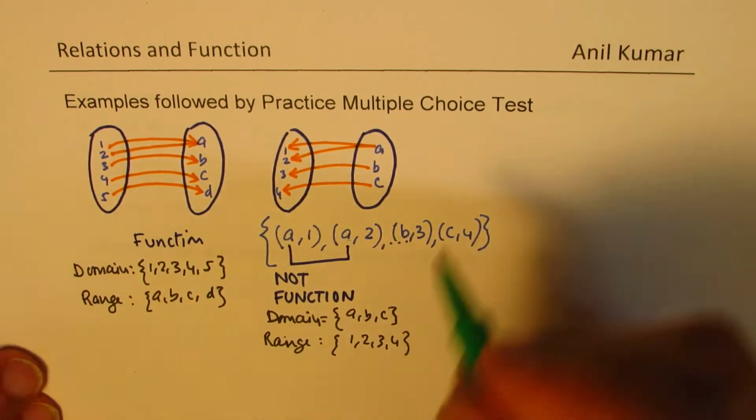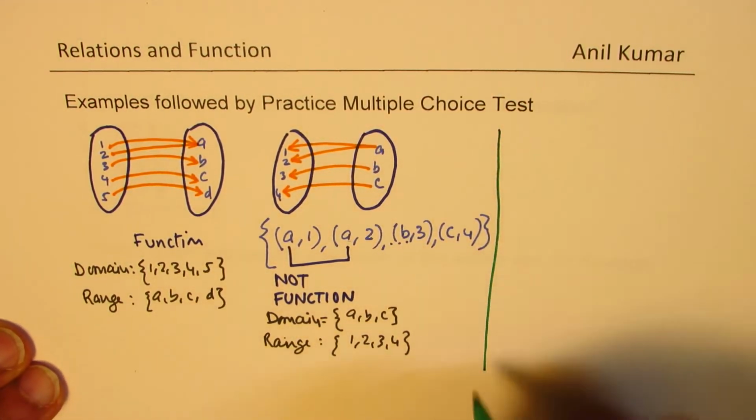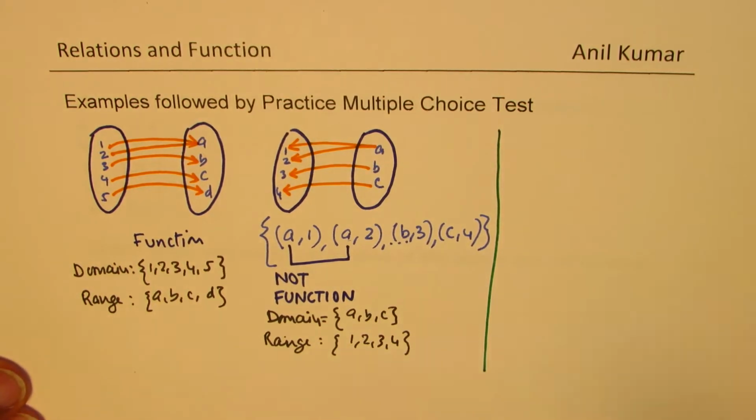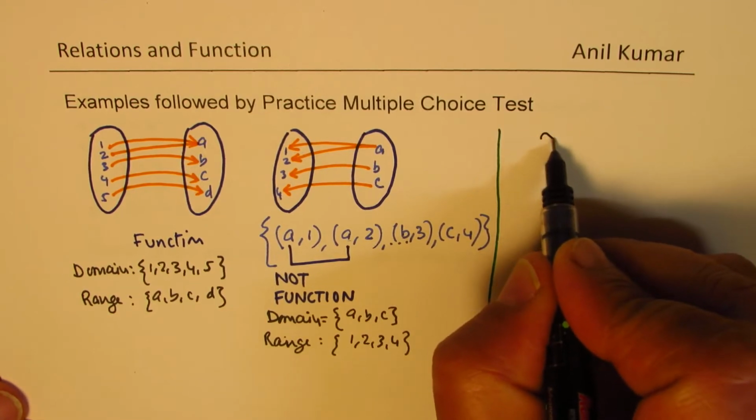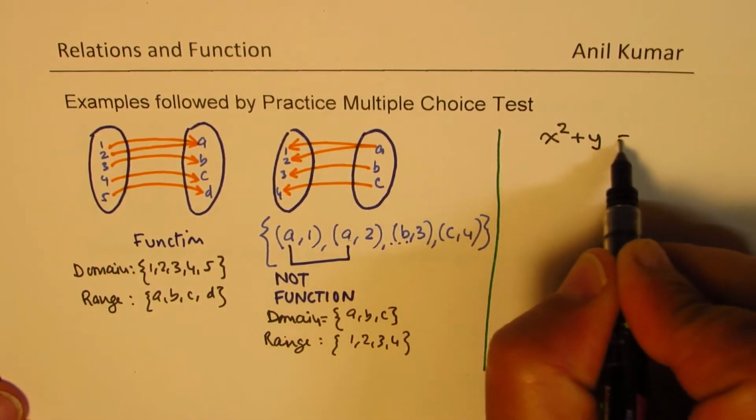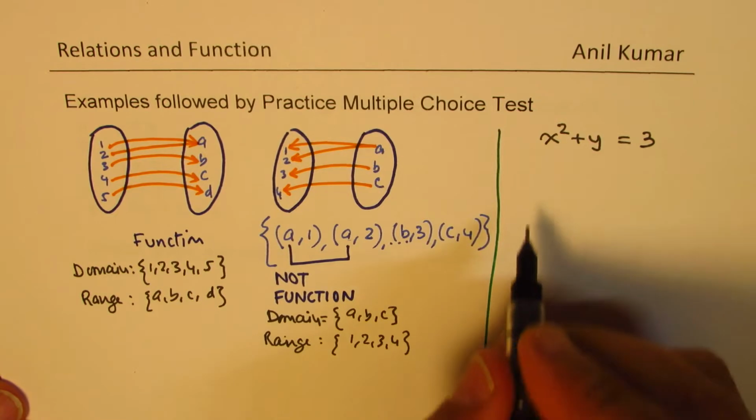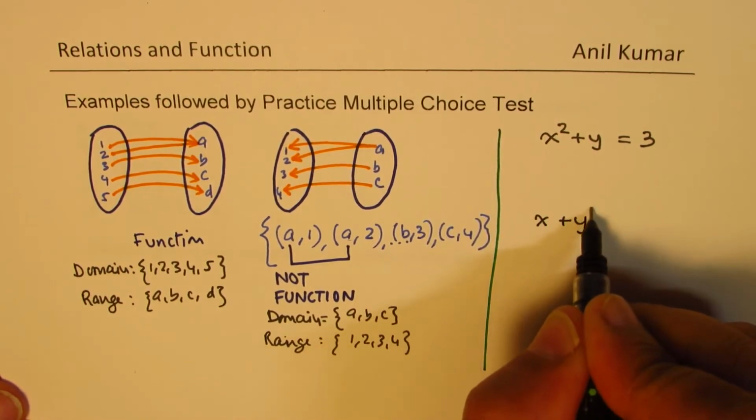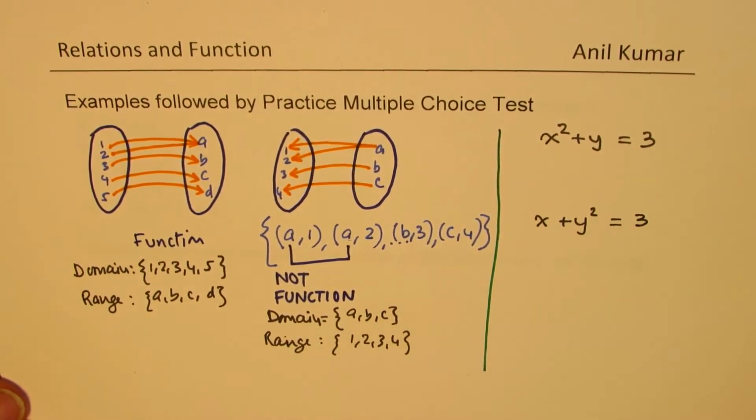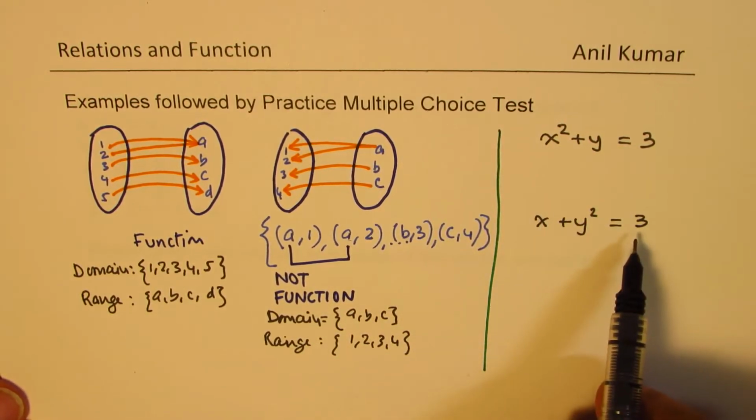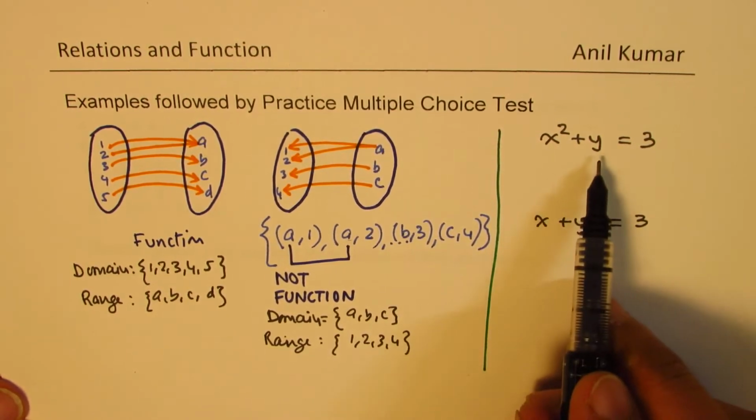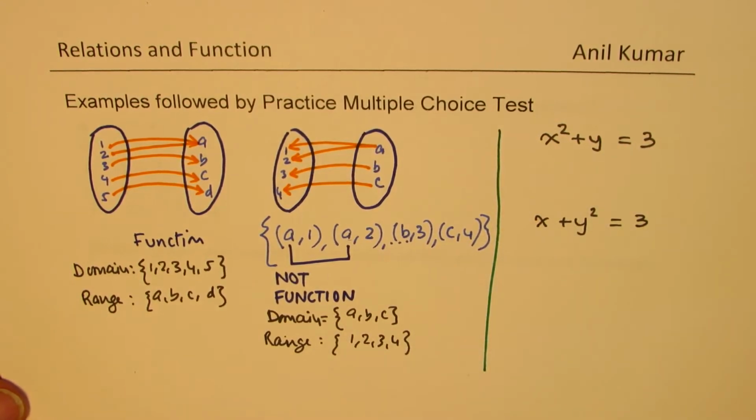Now let me give you another example where we will take equations, right? So if I have an equation where I have x squared plus y equals 3, let me take another equation which is x plus y squared equals 3, right? Now can you tell me out of these which one is a function and which one does not represent a function, right? Well, to answer this question, we need to do what?